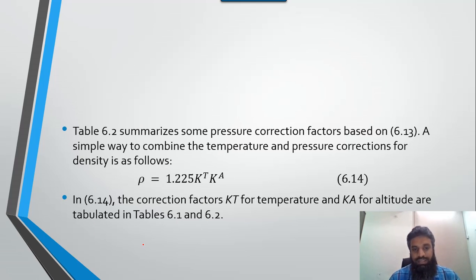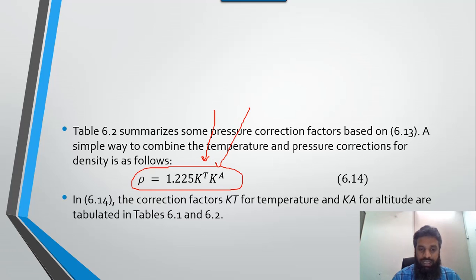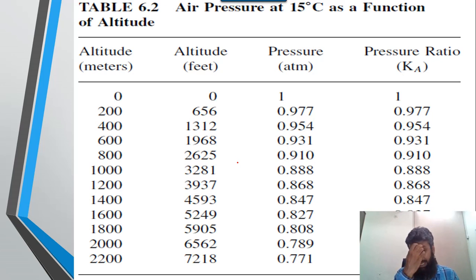So we can summarize that there are two different parameters which affect the air density. One is the temperature, and the second one is the altitude. So the basic formula of the air density is 1.225, which is the air density at 15 degrees centigrade, then the combination of a coefficient kt and a second coefficient ka. kt and ka are the two correction factors which are needed to resolve the value of rho. So this is the basic formula. This is the altitude in feet, this is the atmospheric pressure, and this is the ka due to the altitude.